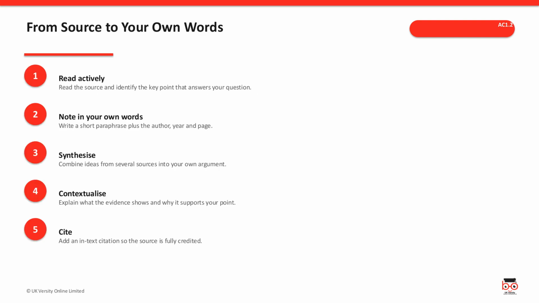There's a neat 5-step path from someone else's writing to your own argument. You read actively to find the key point, note it in your own words with the author, year and page, then synthesize, combining ideas from several sources. After that, you contextualize, spelling out what the evidence shows, and finally you cite it so the source is credited. Do this and your work reads as your own thinking, backed by evidence, rather than a string of quotes.